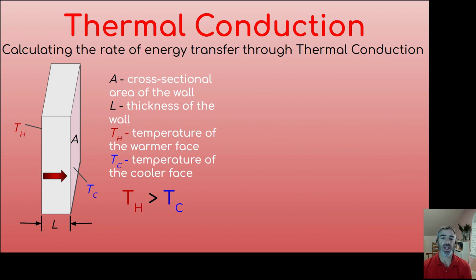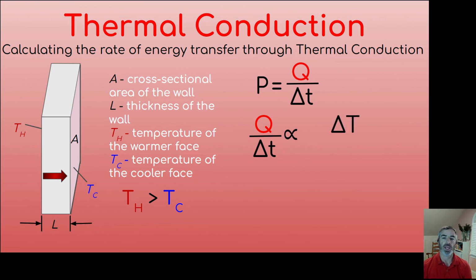What we know is that the rate of energy transfer is called power, and power is simply an energy transfer over time. That energy transfer is going to be heat over time. So we're going to look at that rate of energy transfer, Q divided by delta t. From our previous videos, we know that the rate at which energy is transferred is going to be directly proportional to the change in temperature, because heat is directly proportional to the change in temperature.